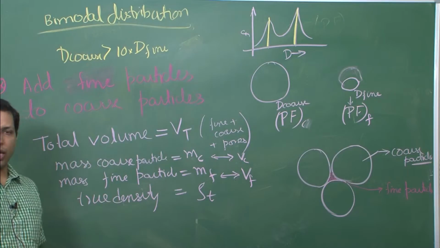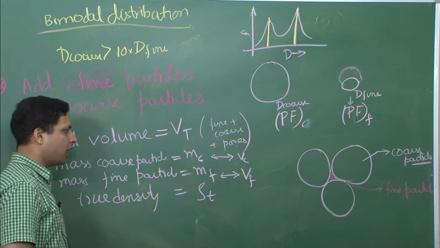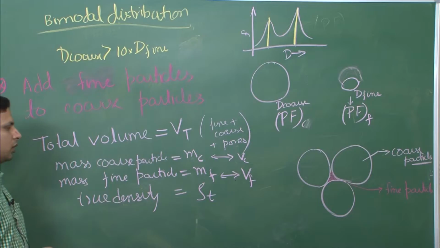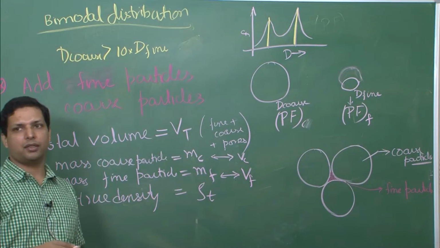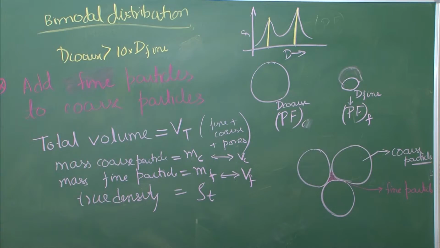So mass by Vt, so that density is smaller, and that will be, you can say, the rho C, or the coarse density.